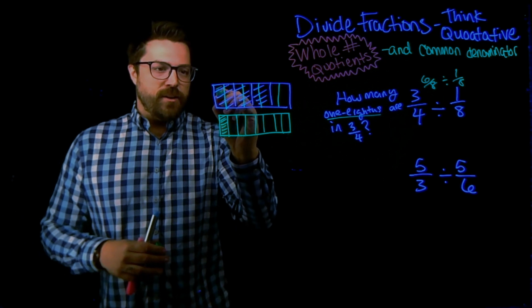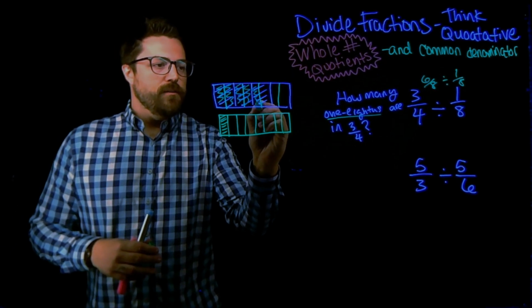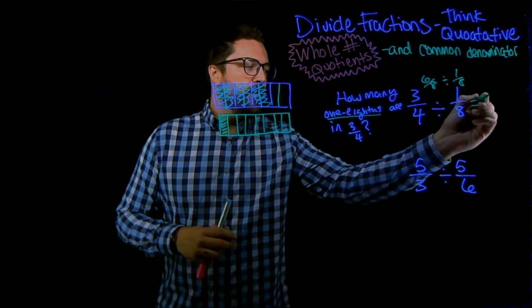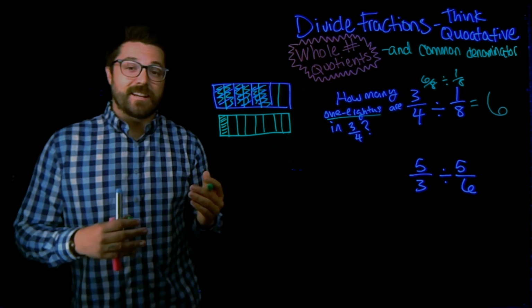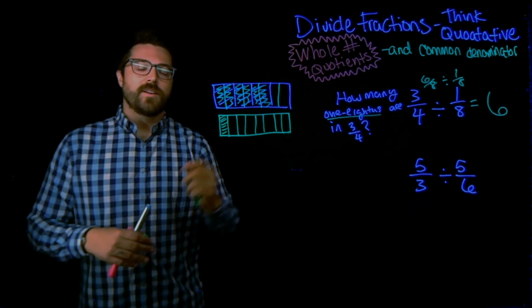And so I see I've got 1, 2, 3, 4, 5, 6. So 3/4 divided by 1/8 is 6, because there are 6 1/8 inside of 3/4.